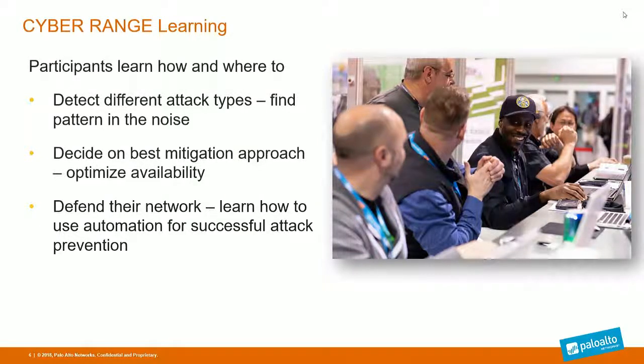Now, I've called out here, optimize availability of your network, but we all know it's also about the confidentiality and the integrity of the information that you have on that network as well. And then you're going to defend that network. You're going to learn how to use automation in particular for this successful attack prevention. And then again, as I mentioned, weed through that noise to focus on what matters. So go ahead, Ken, to the next one.